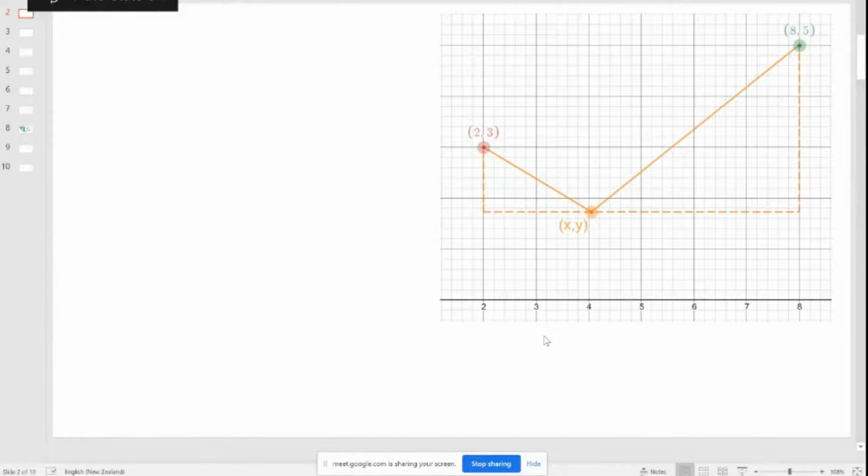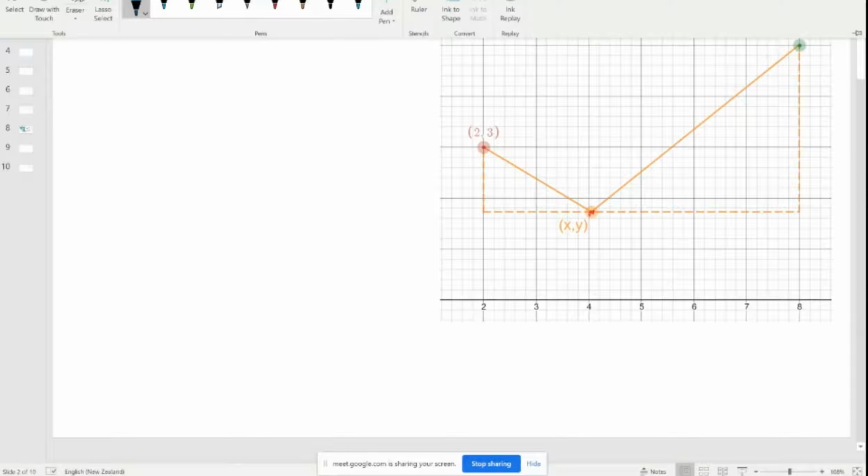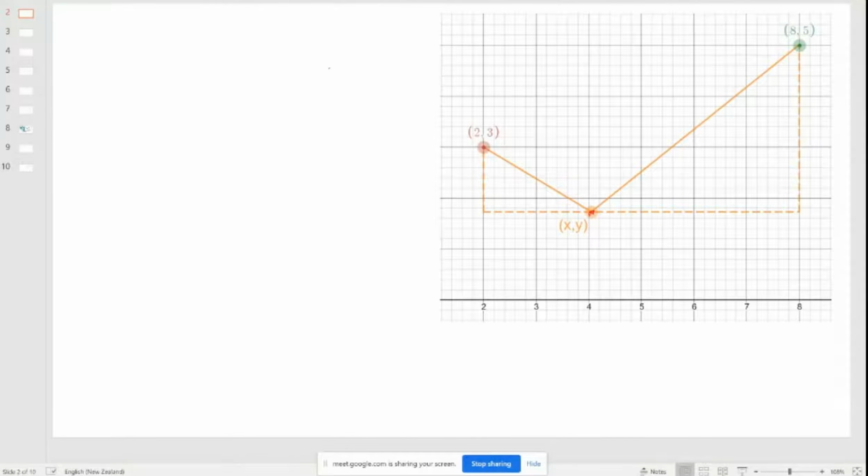Okay, I've just detached my screen here. Okay, so what did we want? We've got some point x, y, but we don't know what it's meant to be. But what we do know is that we want the slopes to be the same. So the rise on the right-hand side is up by 5 to y. So the rise is 5 minus y, and the run is 8 minus x. So the slope of this line is rise over run.